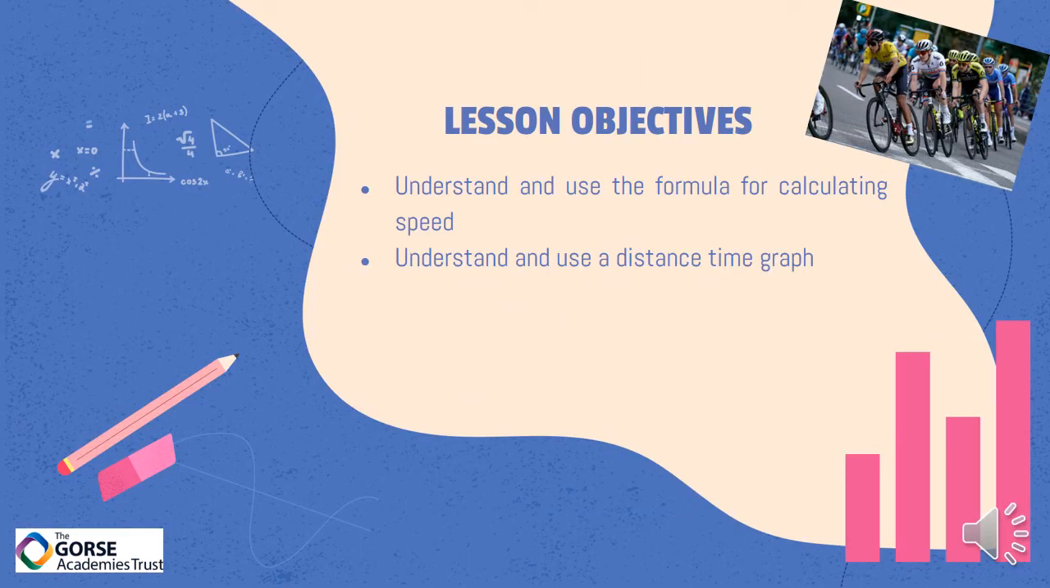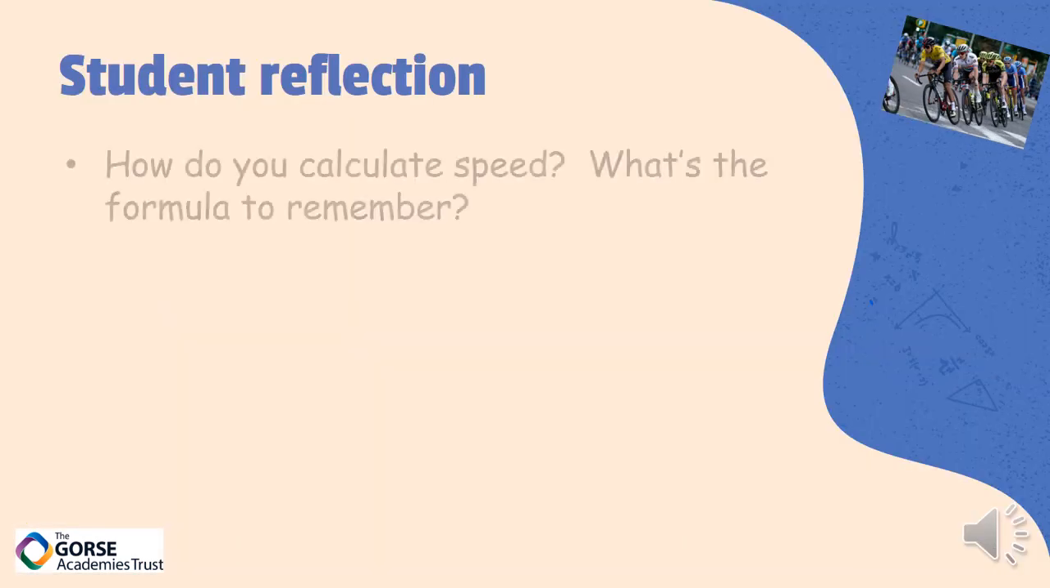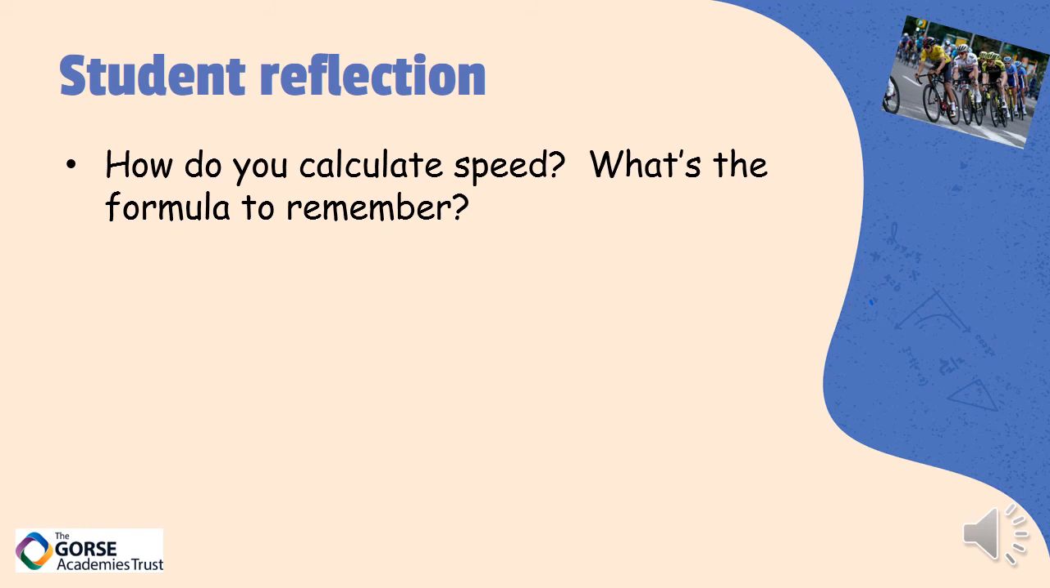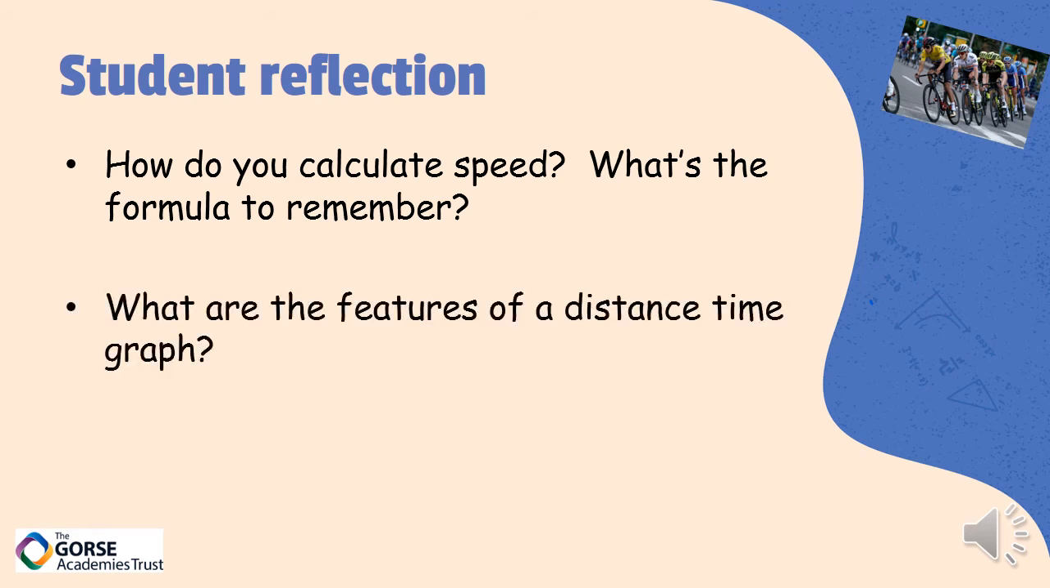Okay, so our objectives for today were to understand and use the formula for calculating speed and to understand and use a distance time graph. So to reflect on this lesson, and you can use your Bridging Activities booklet to write this reflection, 2 questions to think about. How do you calculate speed? What's the formula to remember? And what are the features of a distance time graph? Use these questions and complete your reflection.